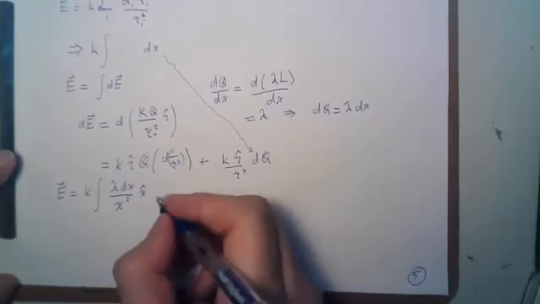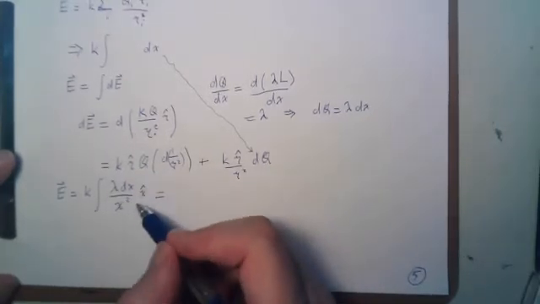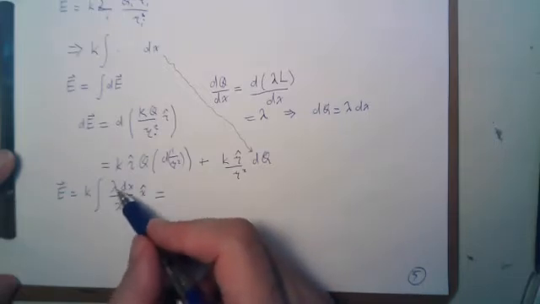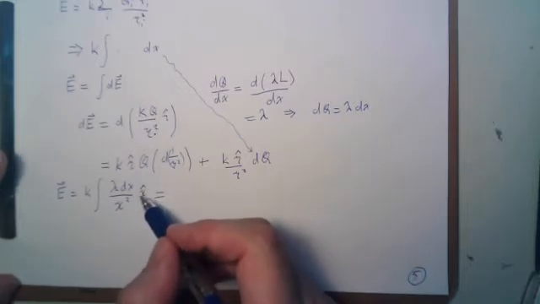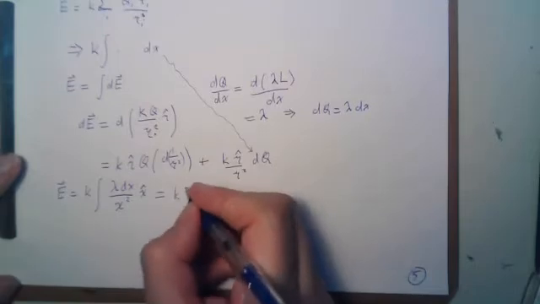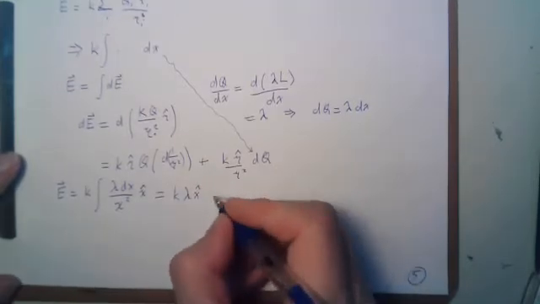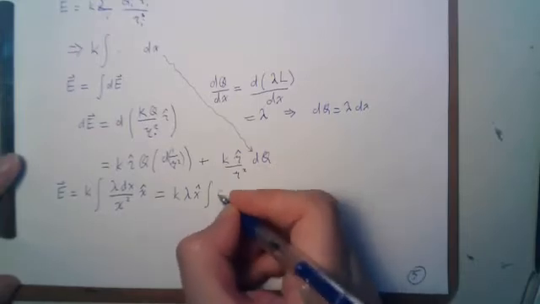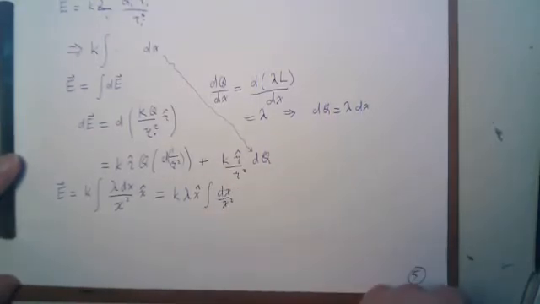Okay. Now, out of these terms under the integral, the lambda doesn't actually change. In this case, the x-hat doesn't change because it's a unit vector, and it doesn't change direction either because it's always pointing to the right. So I can pull these out. And now I have an integral of dx over x squared.